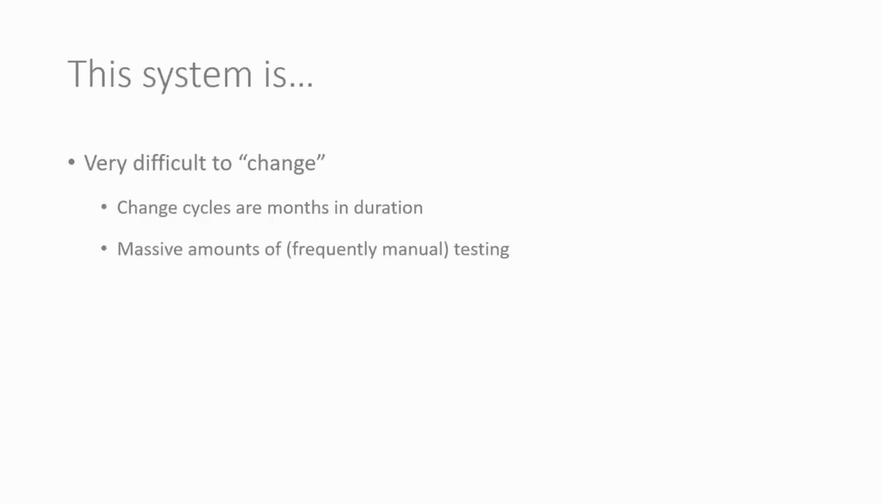So what's wrong with that? Well, this system is very, very difficult to change. It's a huge code base. Making changes even to a small part of it, you have to make sure that it hasn't impacted any other part of the code base. So change cycles are months in duration, and even for big migration projects, if you're maybe migrating from one monolith to another, they can be years and years in duration. But for this particular one I'm thinking about, the change cycle was at least 3 months.